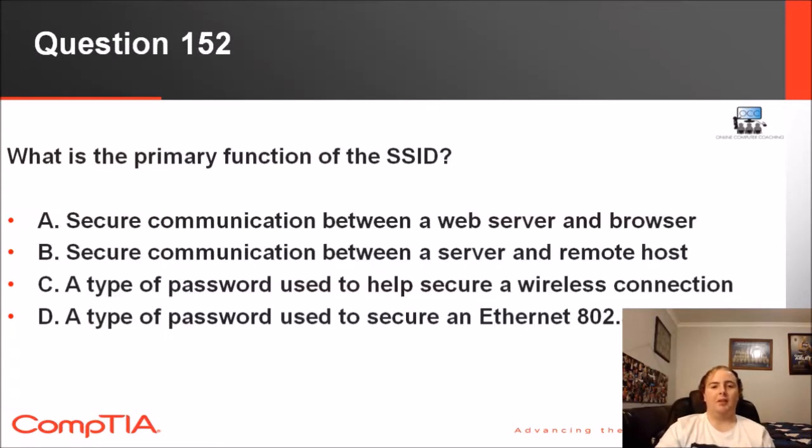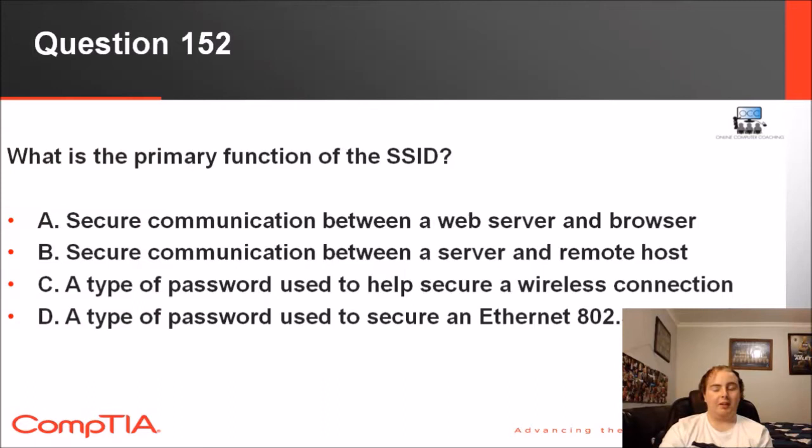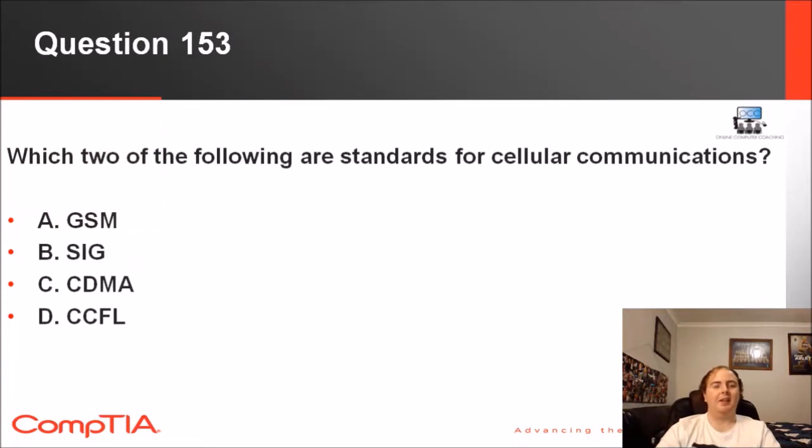152, what is the primary function of the SSID? We've got secure communication between the web server and web browser, secure communication between server and remote host, password to help secure wireless connection, type of password used to secure an Ethernet 802.3 connection. The answers aren't exactly written well, but the answer is C, type of password used to help secure a wireless connection. An SSID is actually the name of the network, and the WPA key or the wireless key is the password that helps you get to the wireless connection. Kind of a function, but it's not a password. But that is technically the answer.